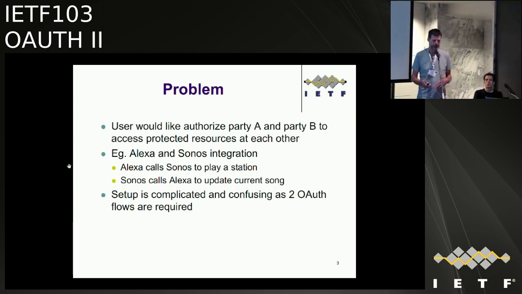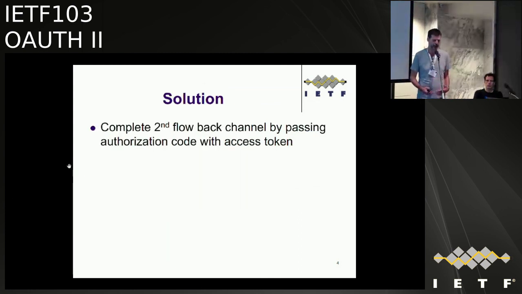The solution is that we complete the second flow back channel, because you already have the context, because you have an access token. So you make a back channel call with the access token and the authorization code to kick the other side off to exchange that authorization code for their access token and refresh token. Another advantage is that it enables the authorization flow to be started by either party, since it is a symmetric relationship. We've deployed this in Alexa in quite a few places now.